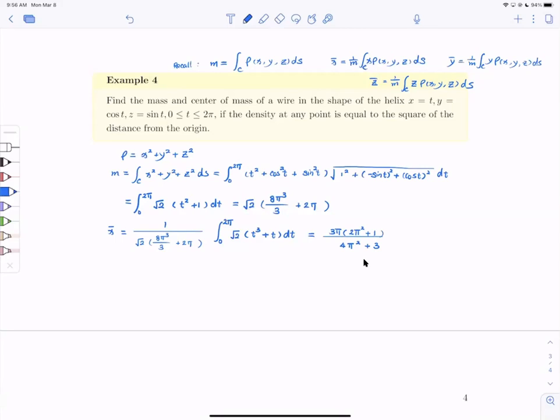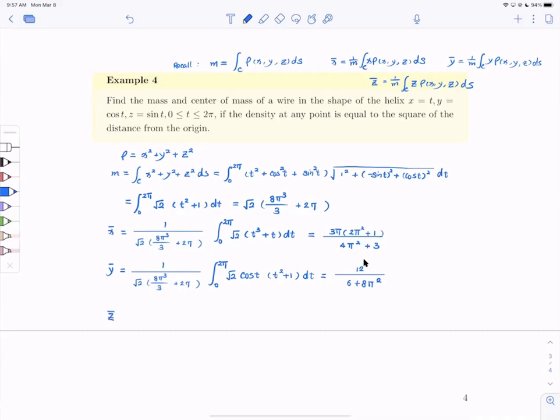And y bar is, again, we have 1 over m. And then integral 0 to 2 pi, and y is cosine t, so square root of 2 and then cosine t times t squared plus 1. So for this integral, you need to use integration by parts twice, and eventually the answer should be 12 over 6 plus 8 pi squared.